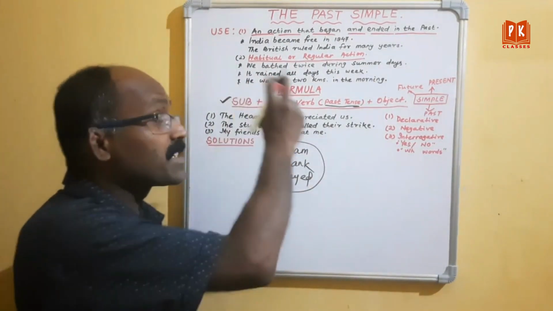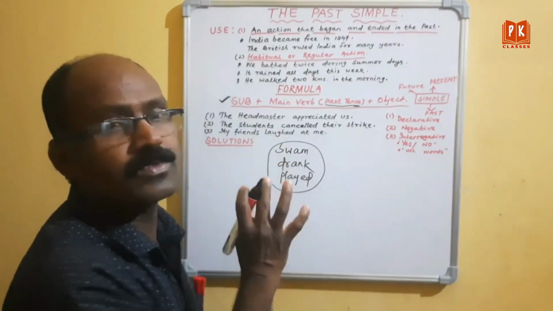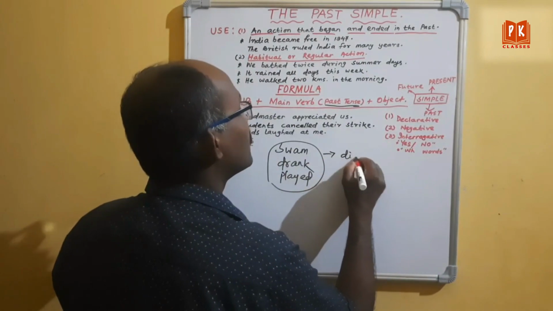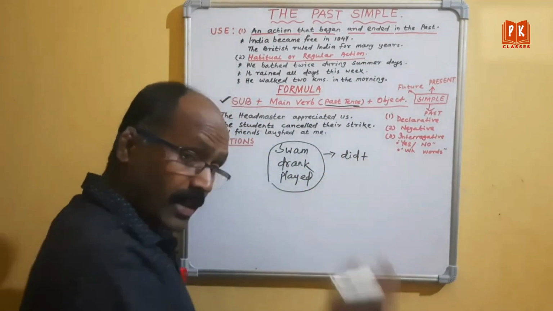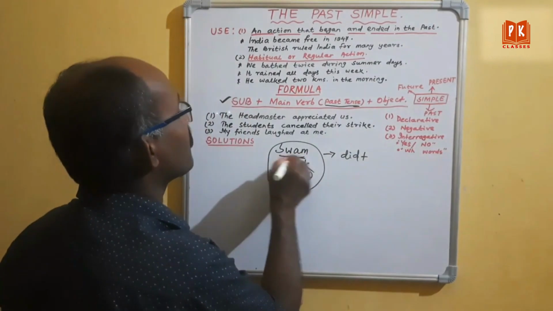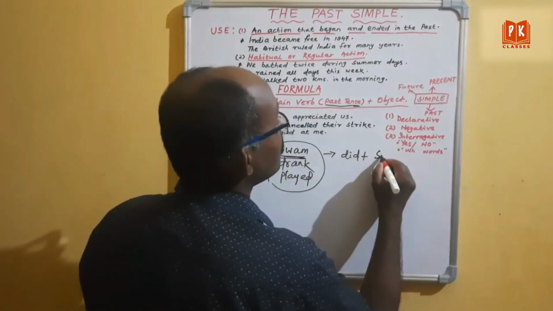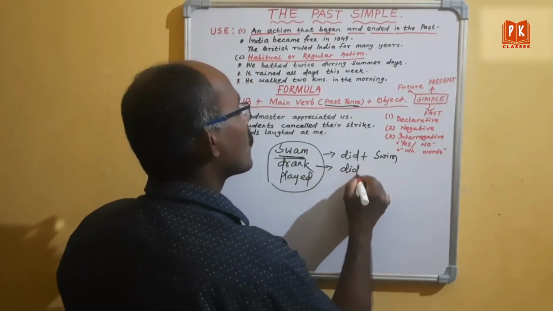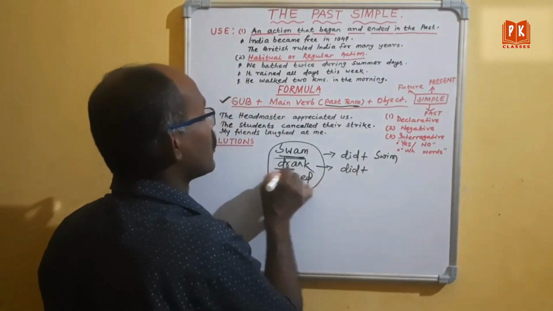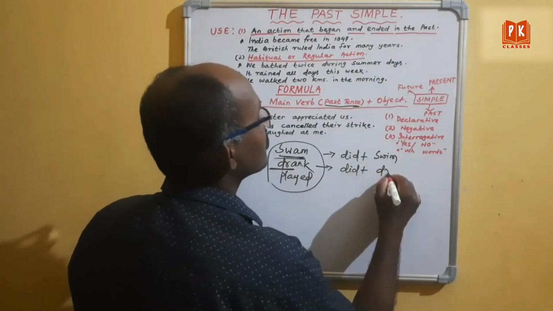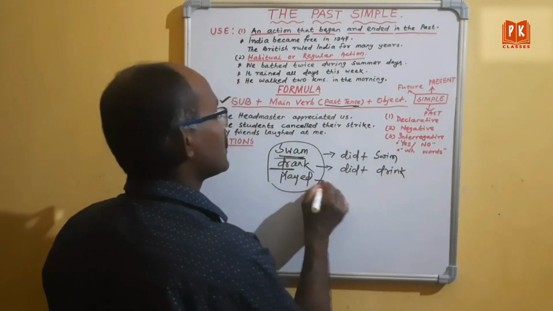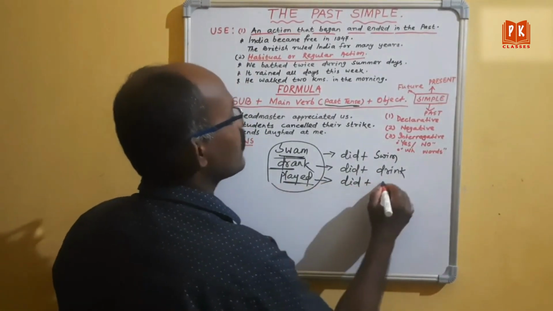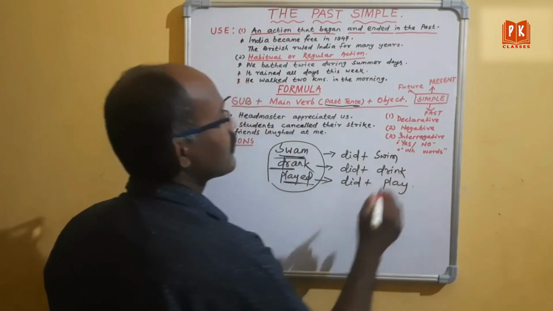Now, here in past simple, you have to break these verbs. Swam means, please remember, there is did. Did is compulsory. After did, what comes? The main form. What is the main form of swam? Swim. Then drank: did is there, so what will be the root verb? Root verb is drink. And played: did is there, so the root verb will be play.